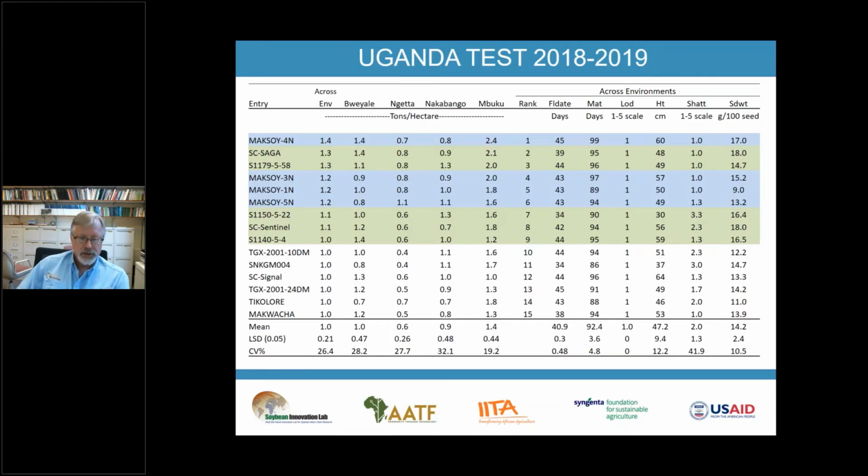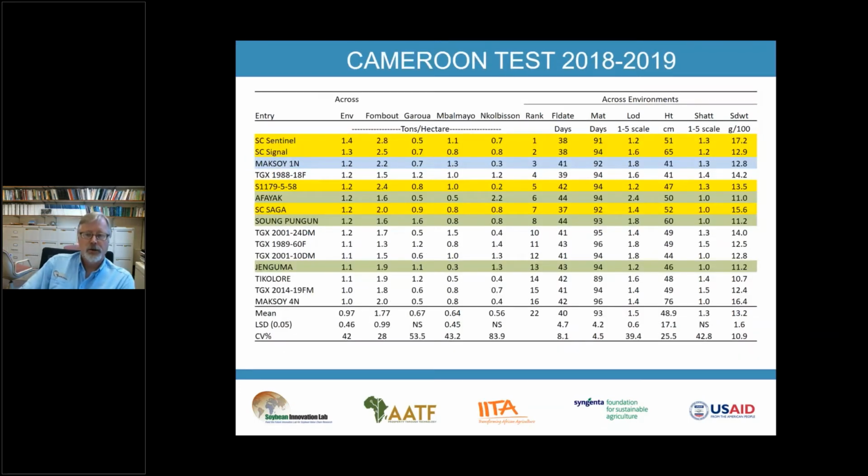Finally, in the Cameroon test, lines from Seedco, which are highlighted in yellow, performed the best, followed by lines from Makerere University, highlighted in blue. Interestingly, lines from Ghana, highlighted in green, performed well in Cameroon, which isn't completely surprising given that both countries are in West Africa.